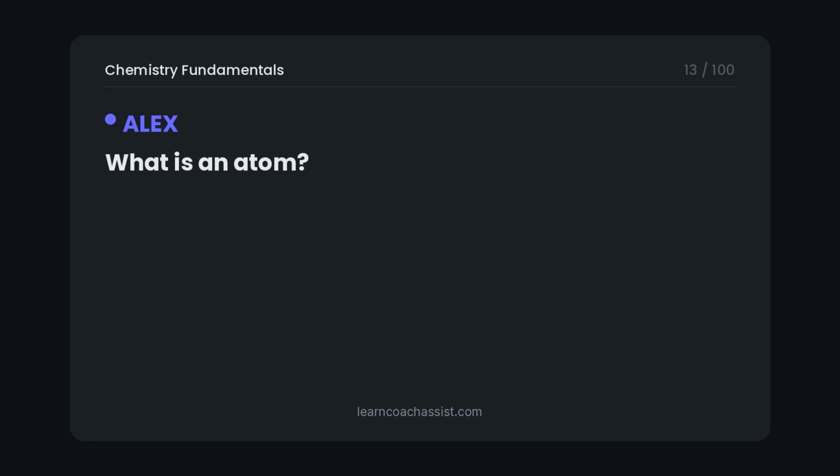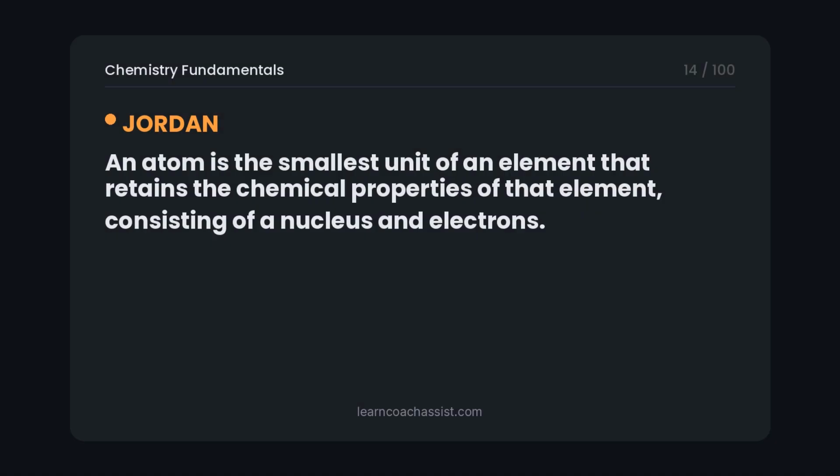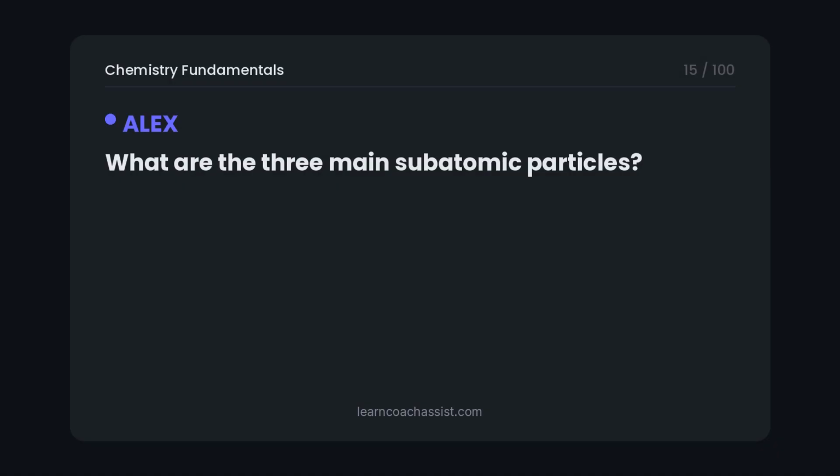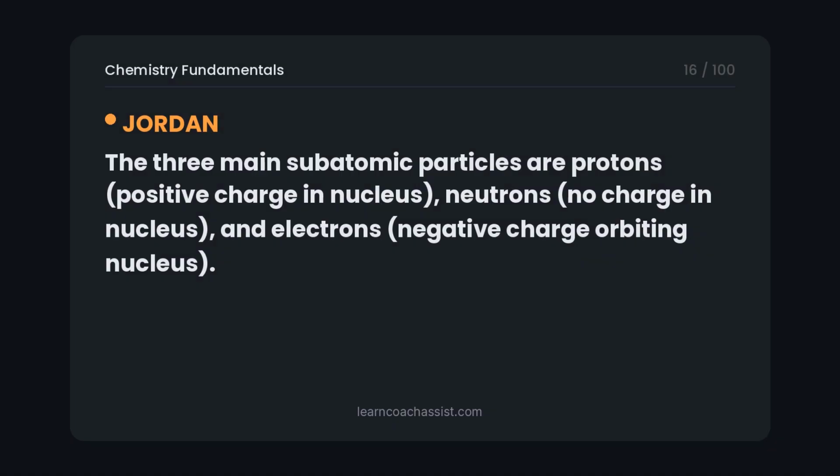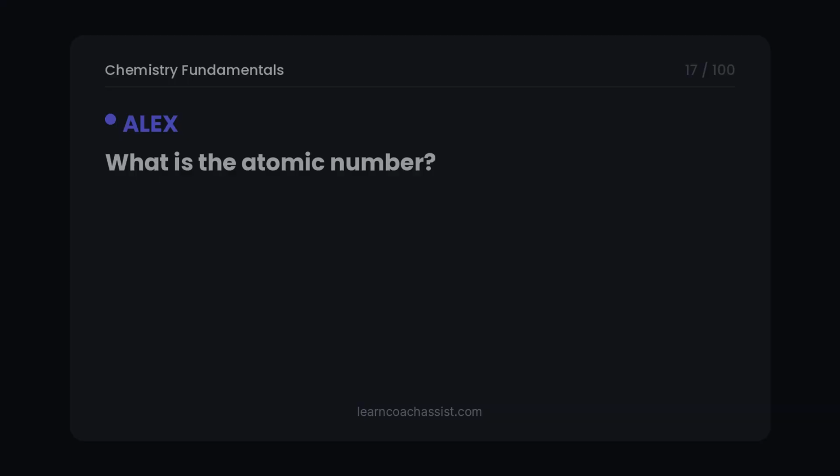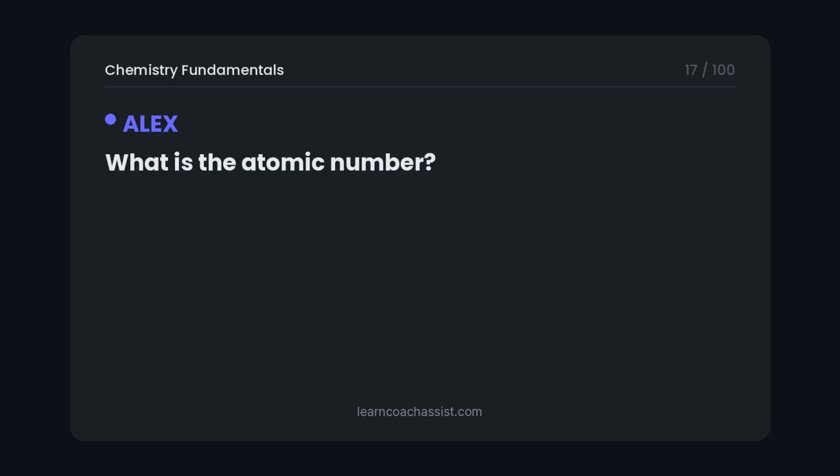What is an atom? An atom is the smallest unit of an element that retains the chemical properties of that element, consisting of a nucleus and electrons. What are the three main subatomic particles? The three main subatomic particles are protons, positive charge in nucleus; neutrons, no charge in nucleus; and electrons, negative charge orbiting the nucleus.